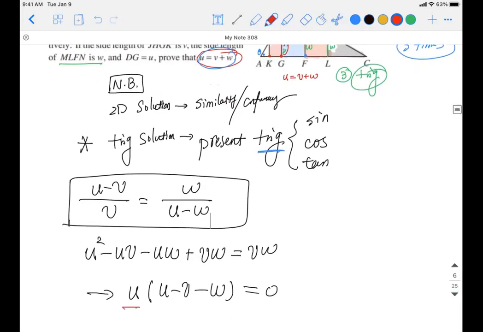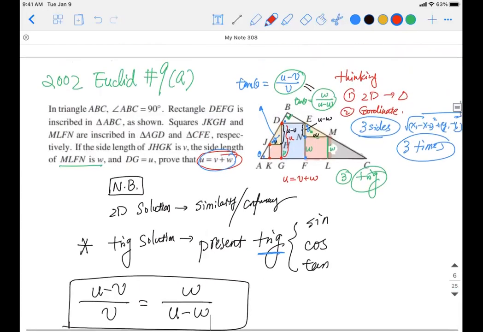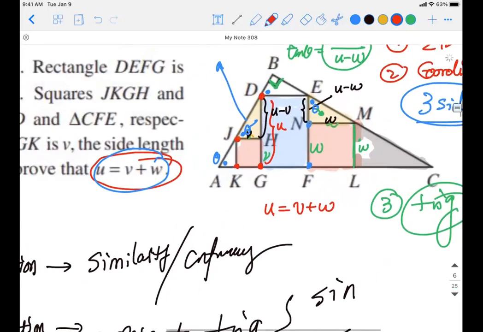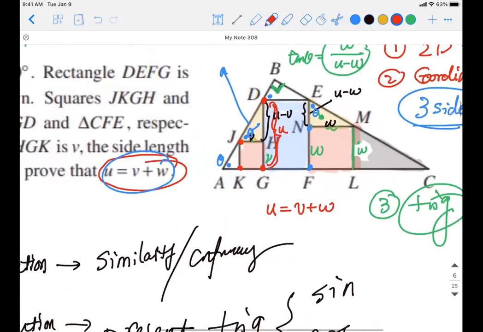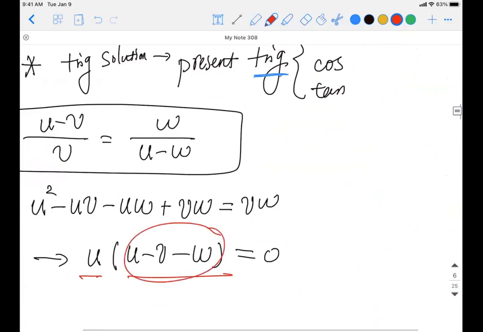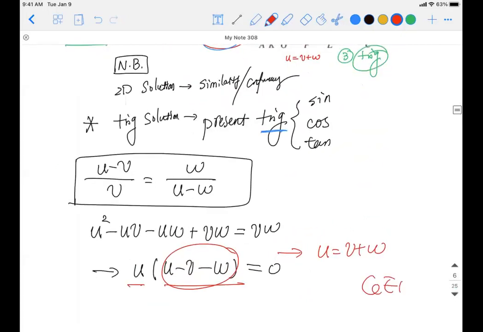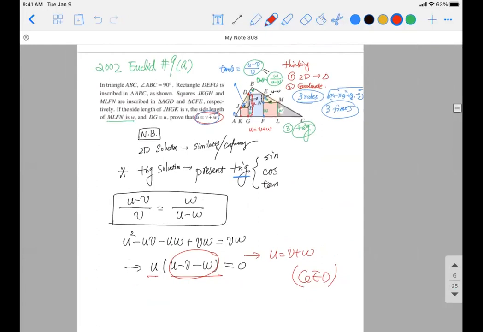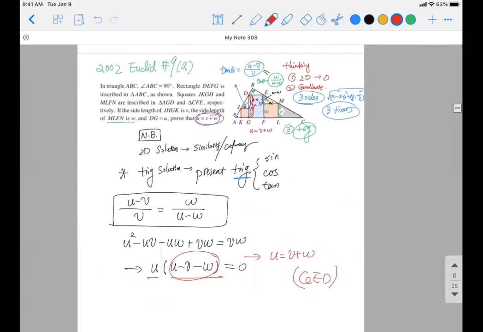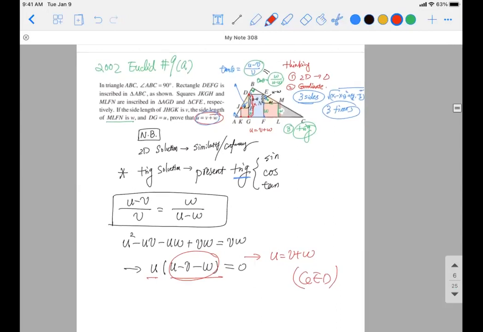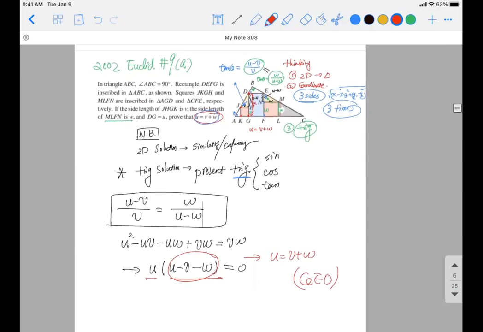Either U equals 0 or this factor equals 0. Of course, U cannot be 0. U is actually the entire length of this rectangle. So for sure, this factor must equal 0, aka U equals V plus W. That's it, QED. So easy, right? If you check the Euclid official solution, there's a long solution. I don't even know what they're talking about. However, using the trigonometry solution, it's so easy for you to solve the problem.